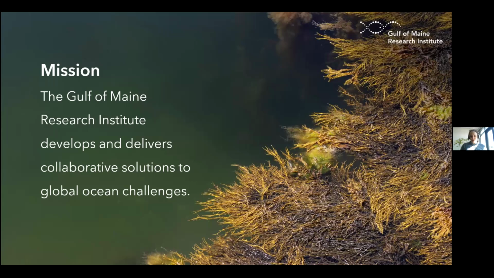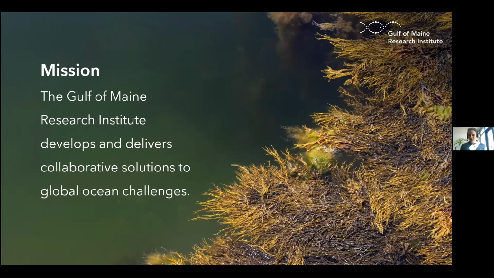So as a starting point, I work at this place called the Gulf of Maine Research Institute. It's a bit different than being a researcher in a university. We're a nonprofit institute located in Portland, Maine. Broadly, our mission is to develop and deliver collaborative solutions to global ocean challenges. So yeah, what in the world does that mean?